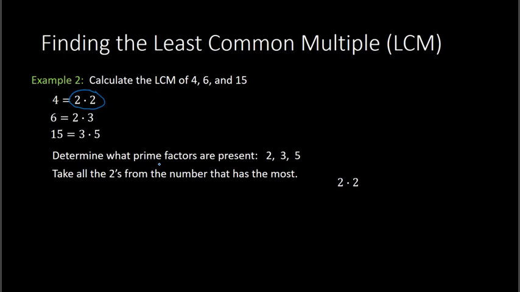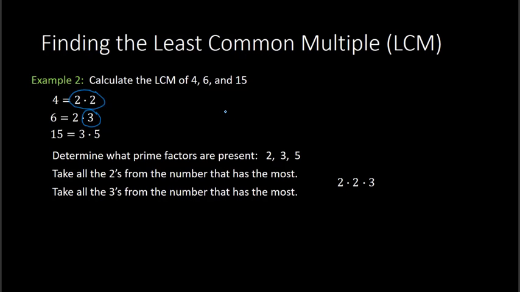And then same thing with the 3's. We see which one has the most 3's. Well, it's a tie. 6 has 1 3, and 15 has 1 3. So I just take the one with the most, and since it's a tie, we just take either one, doesn't matter, but we're only taking 1 3. So we have 1 3 that we put with the 2 2's.